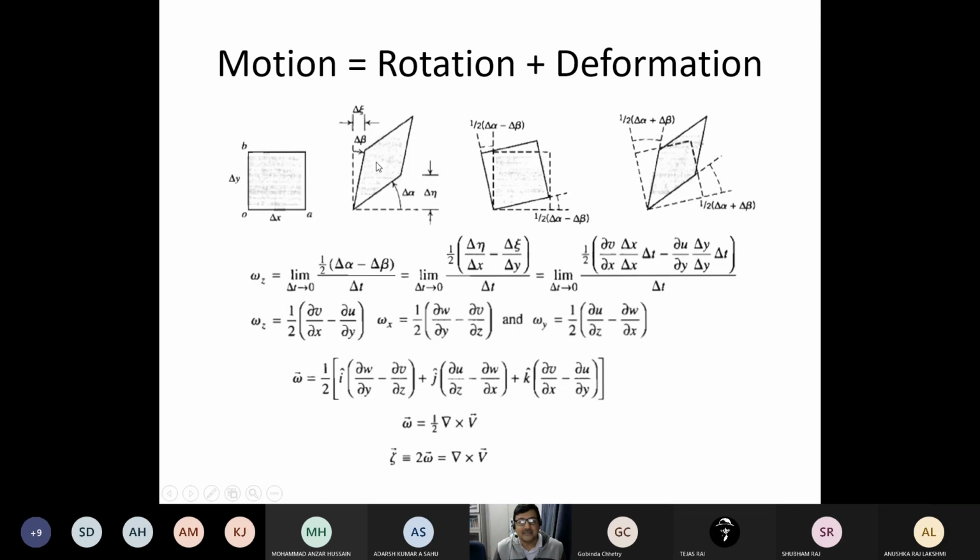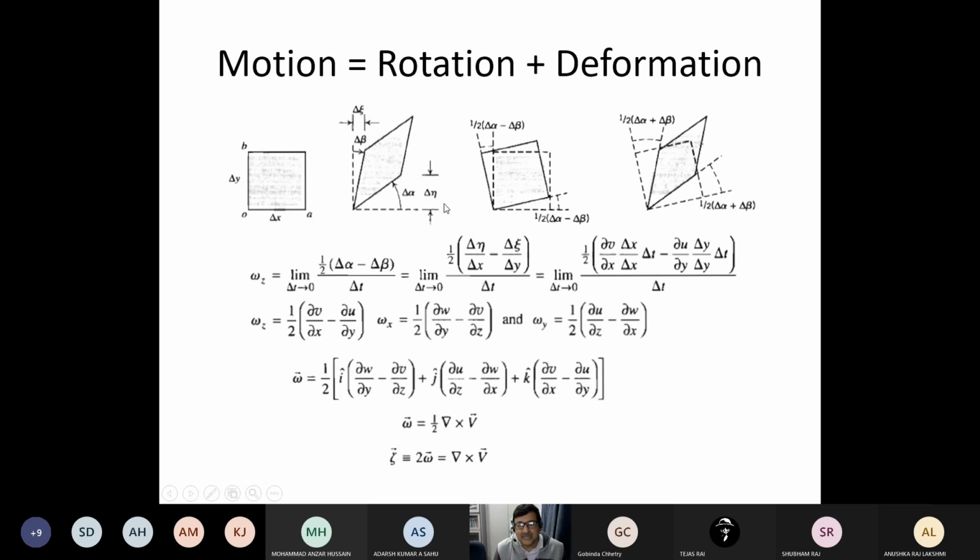Now, I say that this is again a combination of this rotation, that is half of delta alpha minus delta beta, and this deformation, which is nothing but half of delta alpha plus delta beta. Now, what is half of delta alpha minus delta beta? What is delta alpha? Delta alpha is delta eta by delta x. And what is delta beta? Delta zeta by delta y.